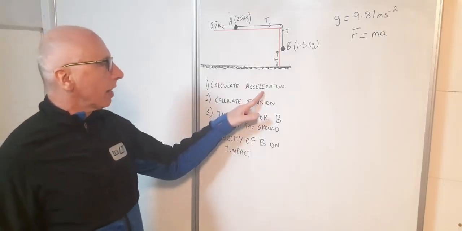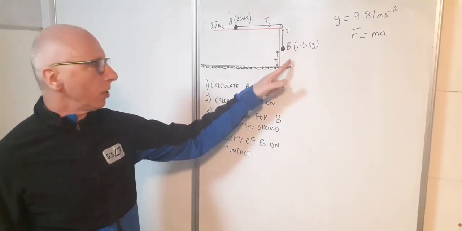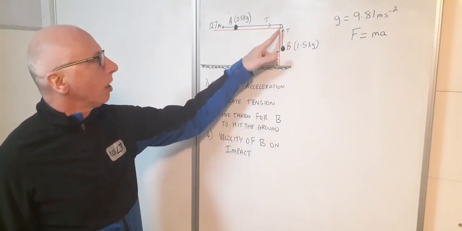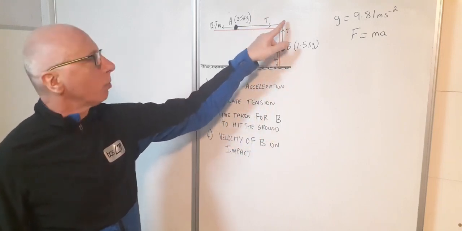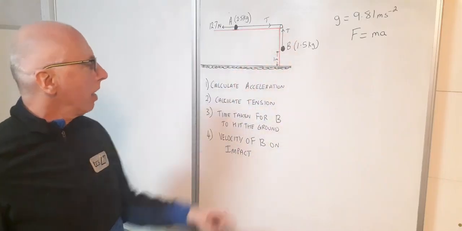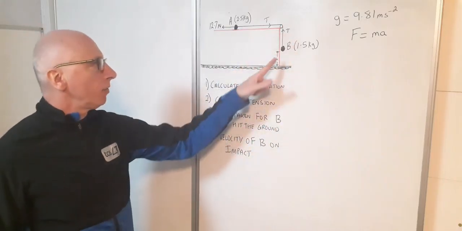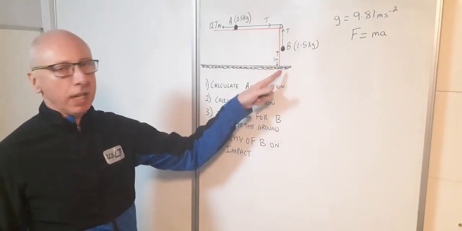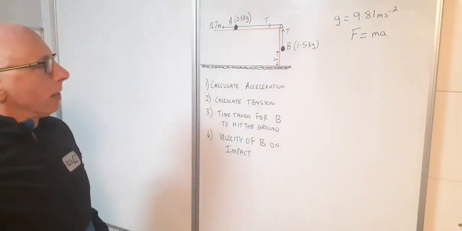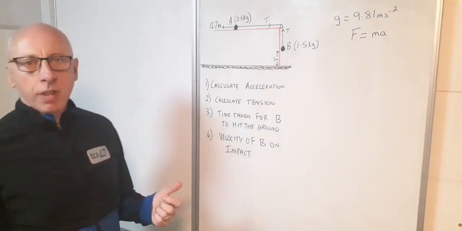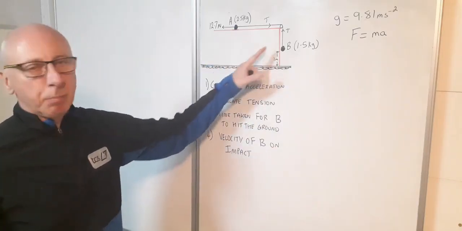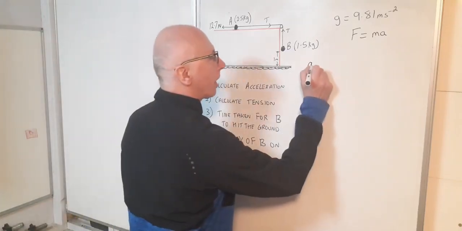Now we want to calculate these four things. We want to calculate the acceleration of the system as B falls to the ground; the tension in the ropes, which both sides point towards the pulley system; the time taken for B to fall and hit the ground; and the velocity of B when it impacts the ground. So first of all, let's start with our forces, and let's resolve our forces at A and at B. First, let's have a look at A.